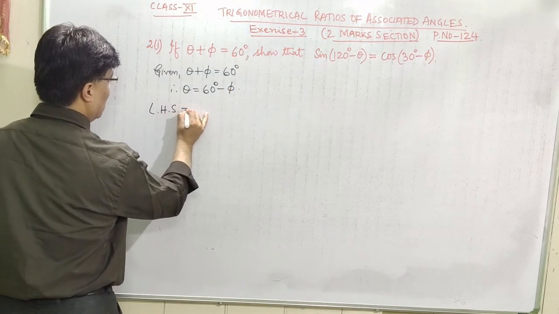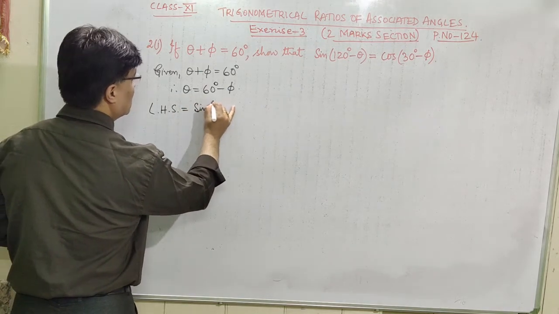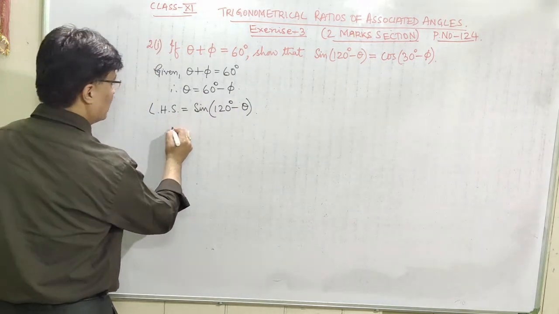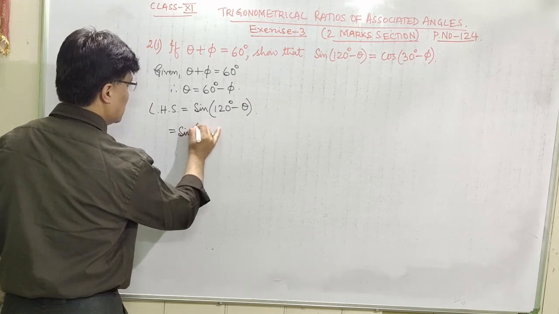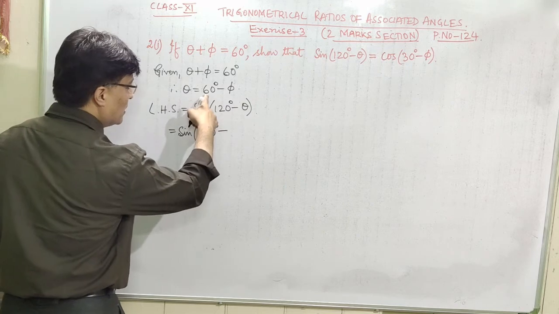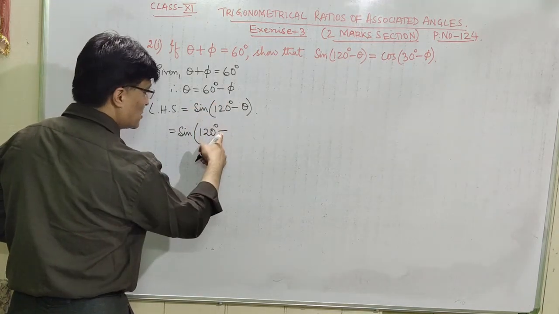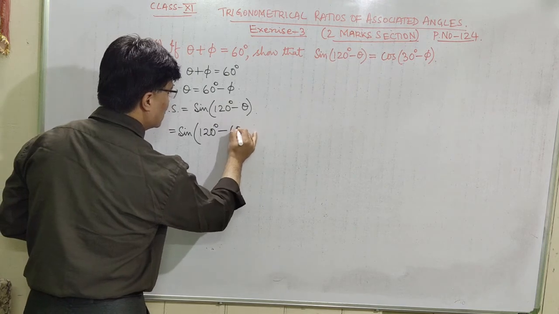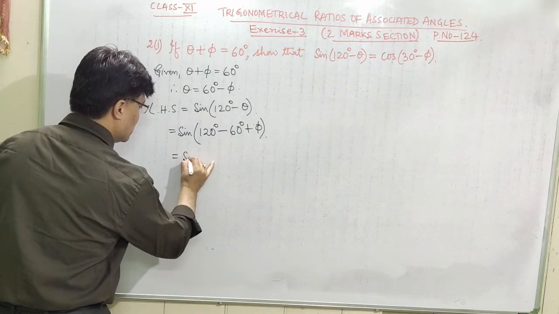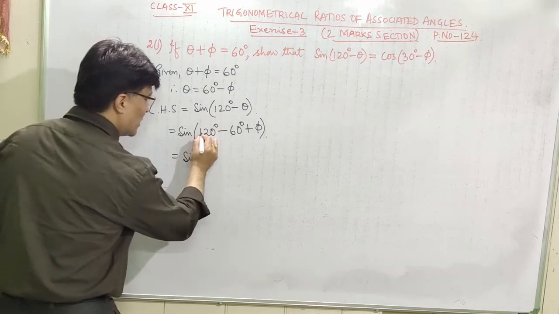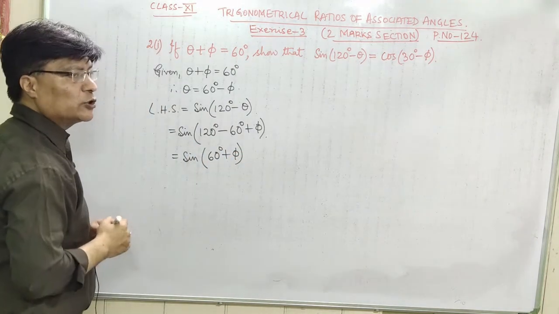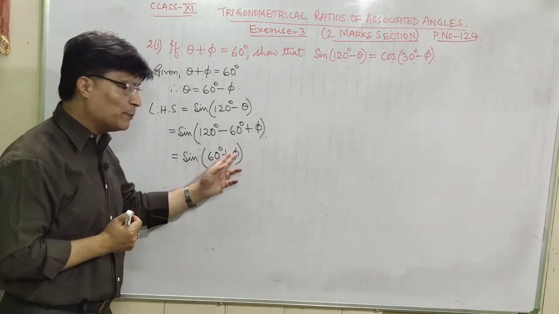So here LHS is equal to sine 120 degree minus theta. So let us put the value for theta in this case. So it is sine 120 degree minus, what is the value for theta? It is 60 degree minus phi. But because of this minus sign, it becomes minus 60 degree, minus into minus plus phi, which is equal to sine within bracket, what is 120 minus 60? It is 60 degree plus phi. So we have got this result, sine 60 degree plus phi.